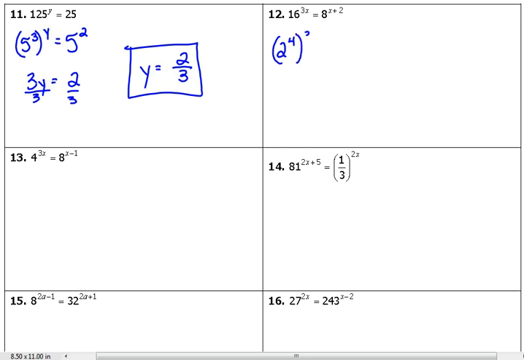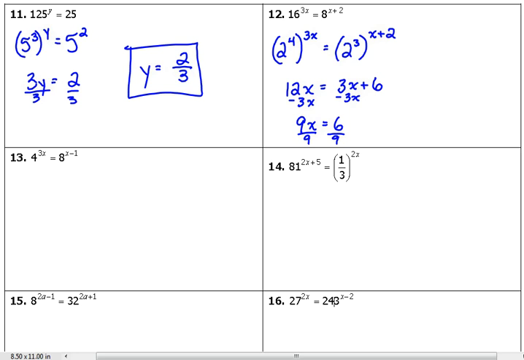The 16 is 2 to the 4th, and don't lose that 3x that was already there. 8 is 2 cubed. Don't lose the x plus 2 that was already there. So 4 times 3x is 12x. 3 times x plus 2 is 3x plus 6. Make sure you distribute it. Subtract 3x from both sides. 9x is equal to 6. Divide both sides by 9. X is equal to 2/3 again.